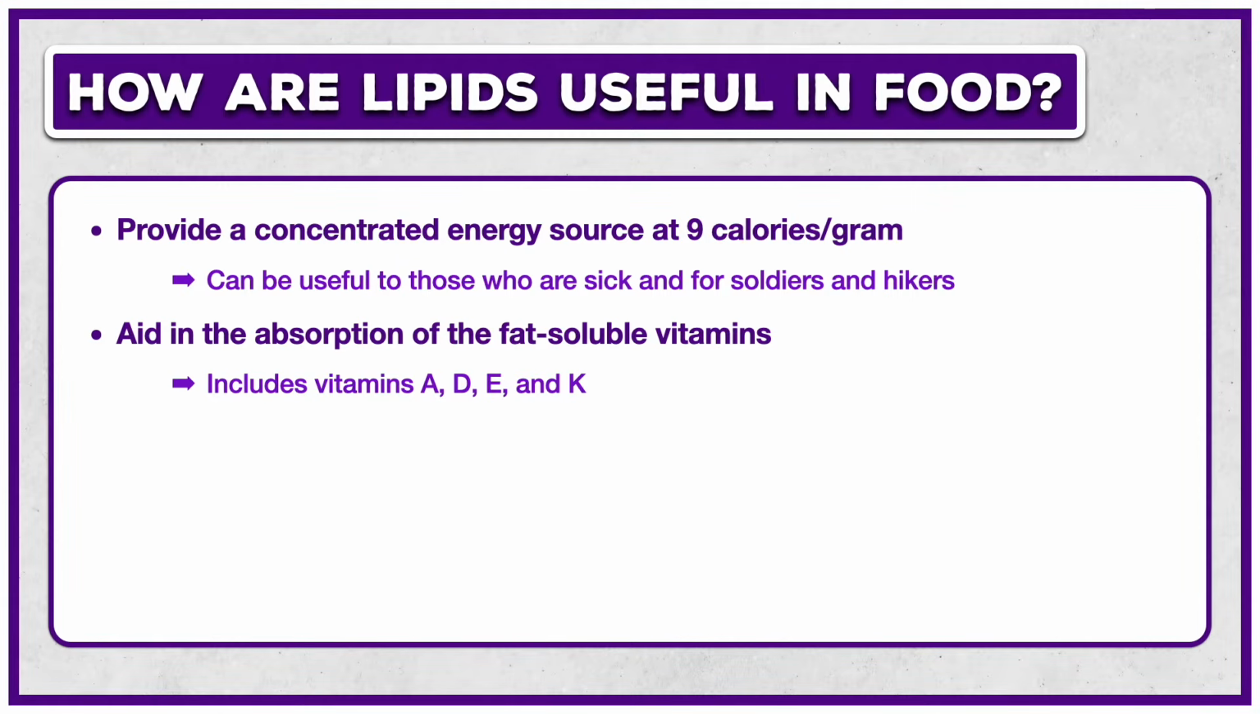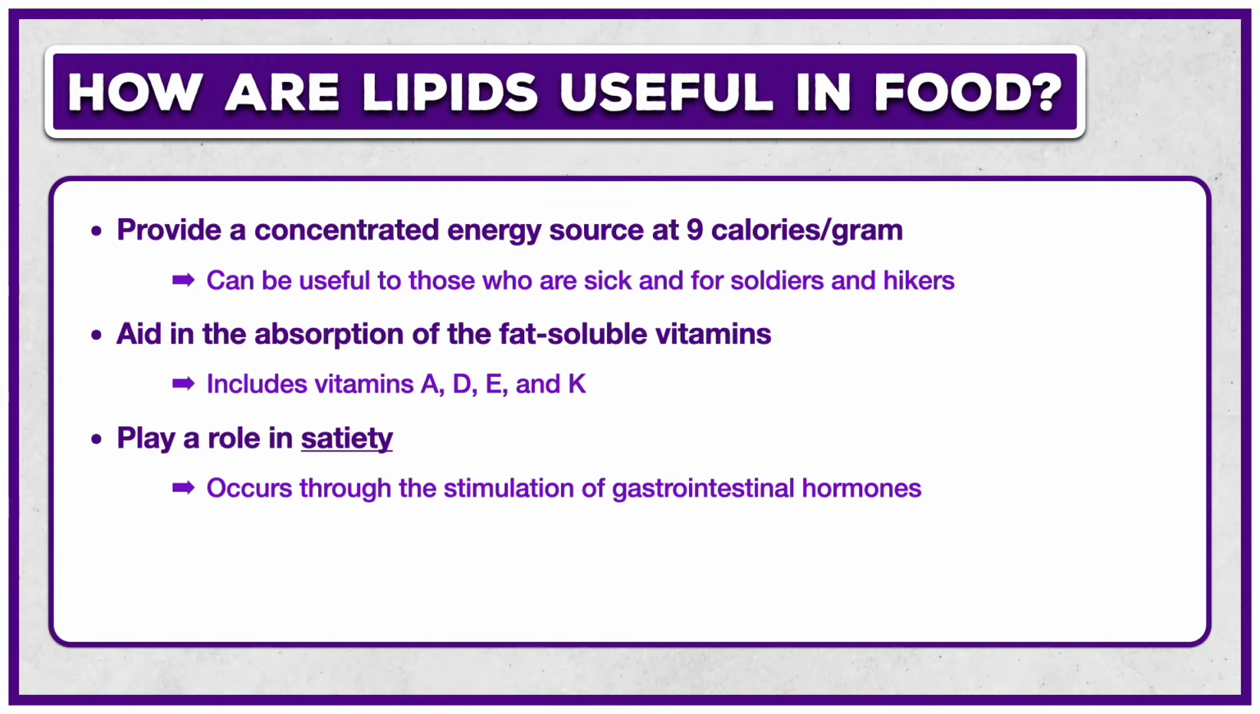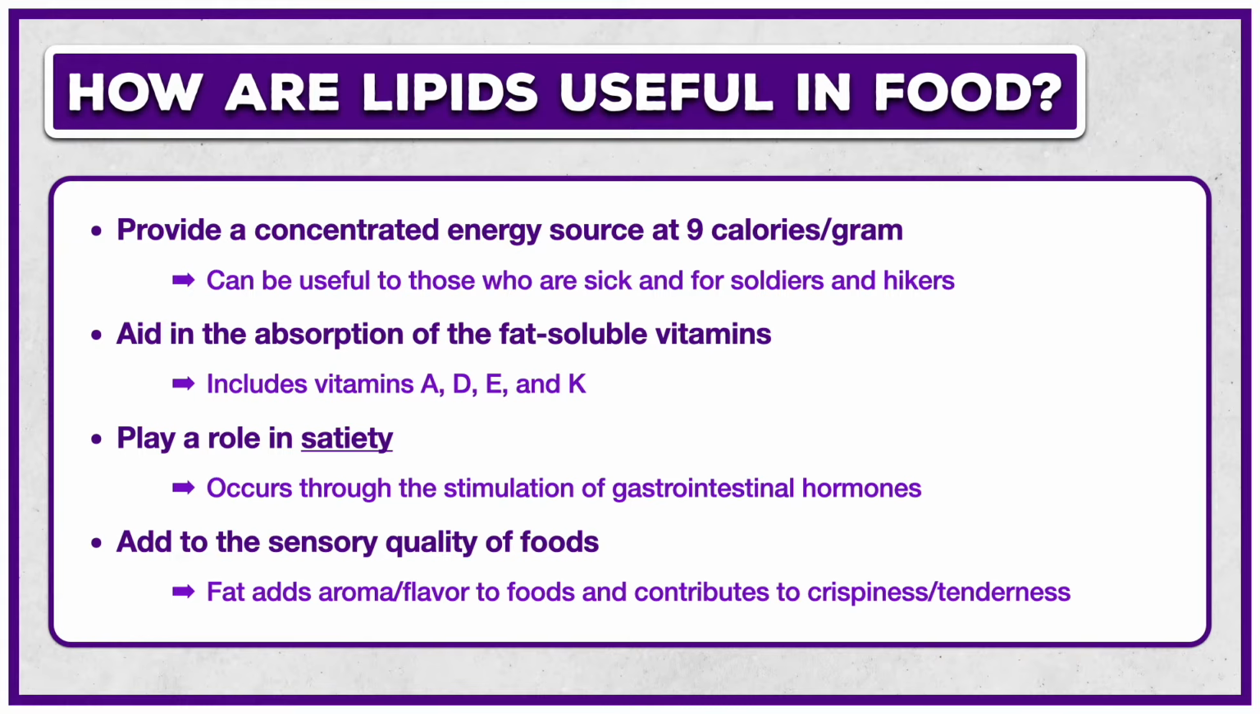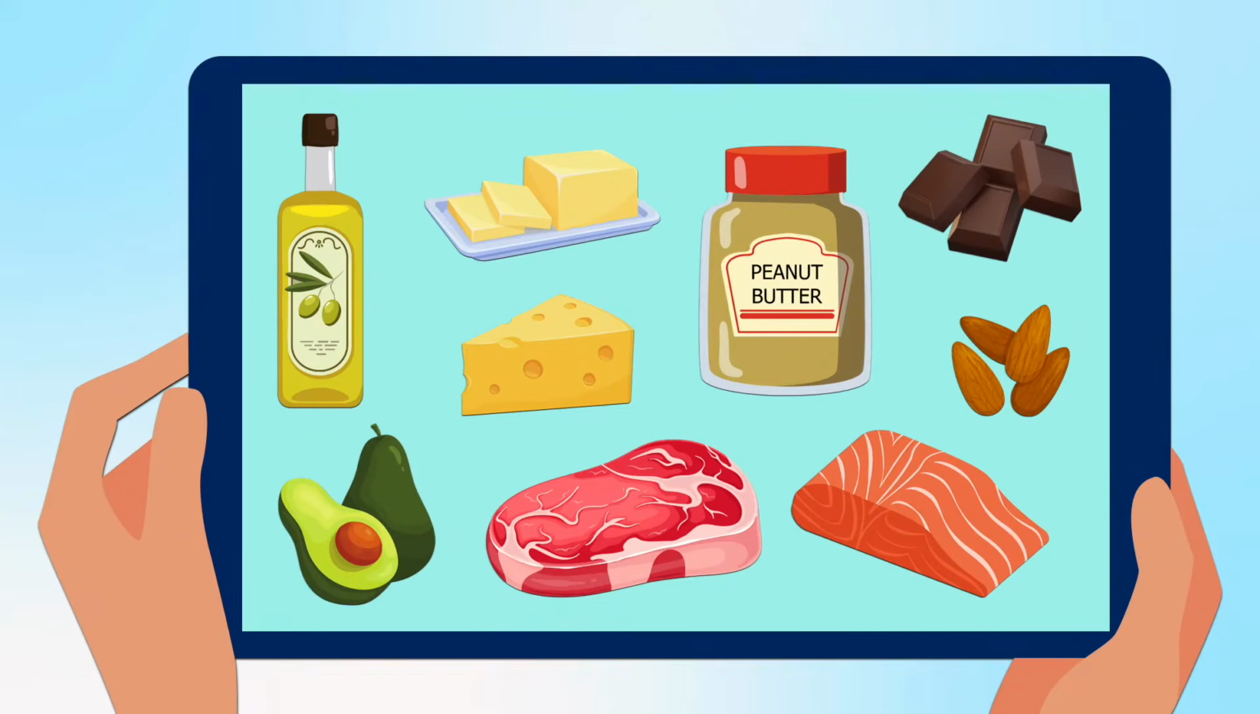Lipids also aid in the absorption of the fat-soluble vitamins. That includes vitamins A, D, E, and K. Lipids play a role in satiety, which is the satisfied feeling of being full after eating. That occurs through the stimulation of gastrointestinal hormones. Lastly, lipids add to the sensory quality of foods. Fat adds aroma and flavor to foods and contributes to crispiness and tenderness. Here are some familiar sources of lipids in the diet.